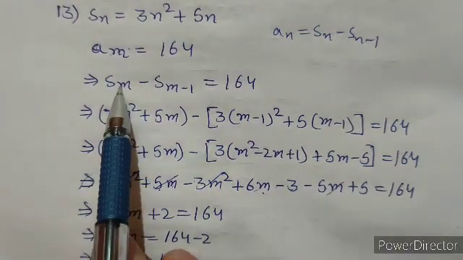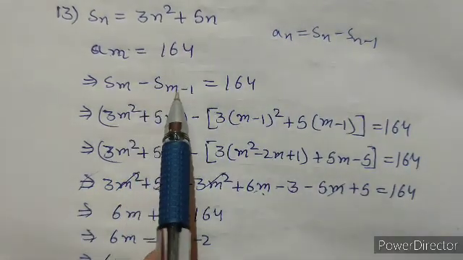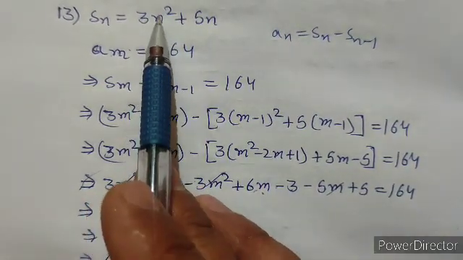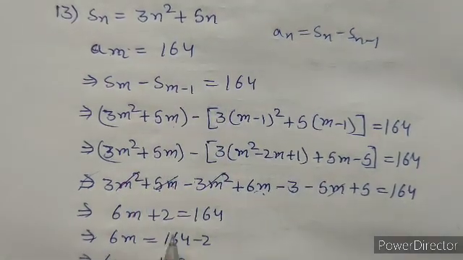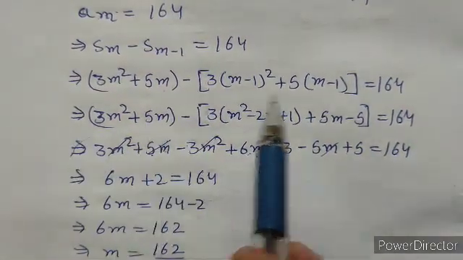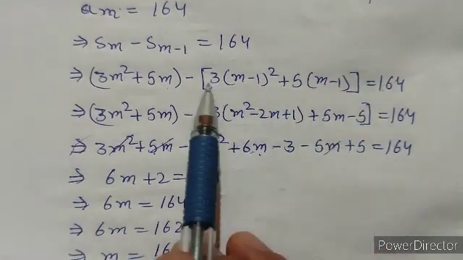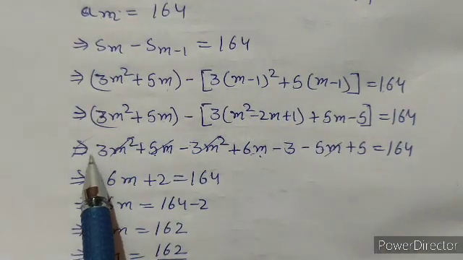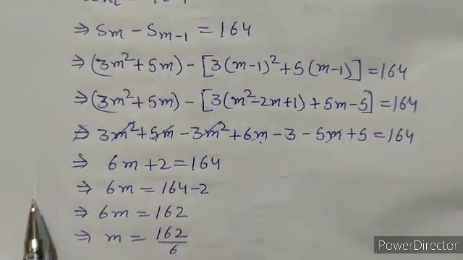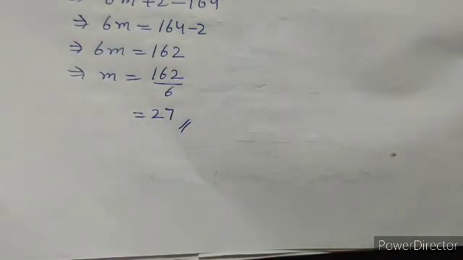Now Sm will be equal to 3m square plus 5m, and Sm minus 1 will be equal to 3(m minus 1) square plus 5 into (m minus 1), and difference of these two is equal to 164. Now this will give us on solving m as 27.